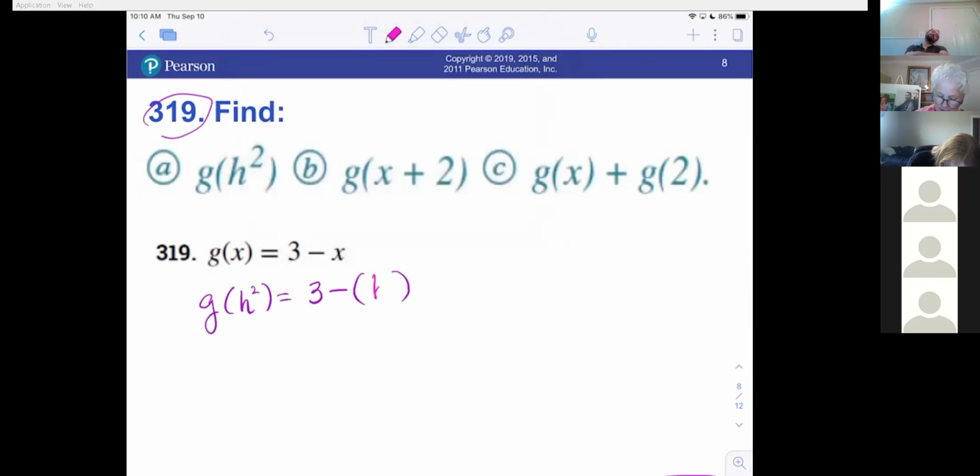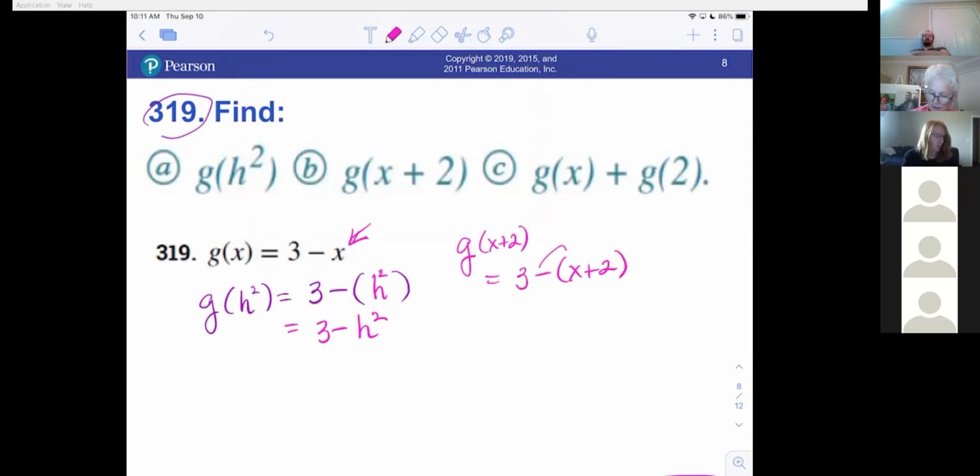So that would be 3 minus h squared. G of x plus 2 means that everywhere you have an x, you're going to plug in an x plus 2. So you would distribute that negative, which is an implied -1, and that would give us 3 minus x minus 2. And 3 minus 2 would be 1 minus x.